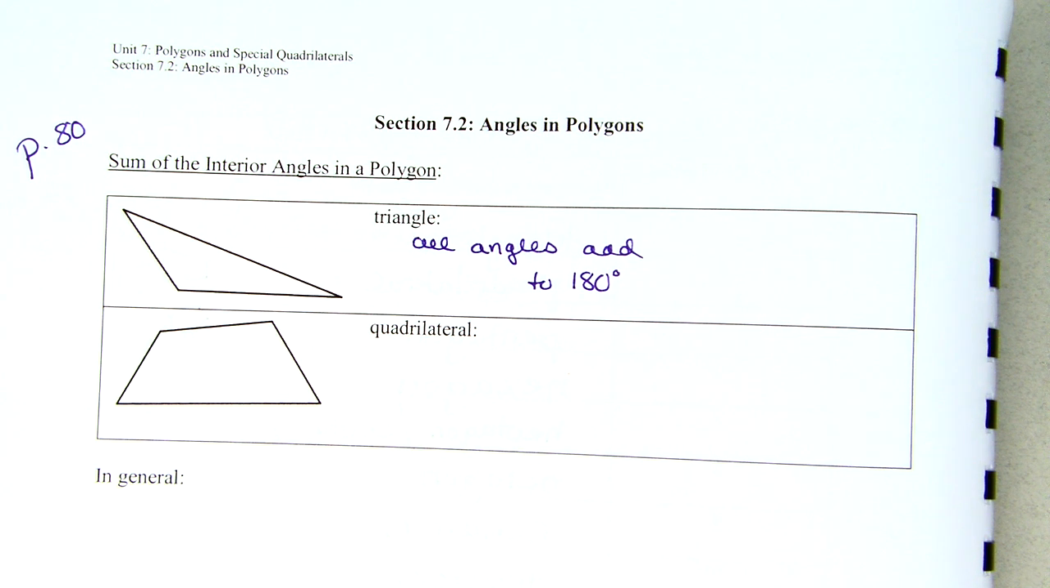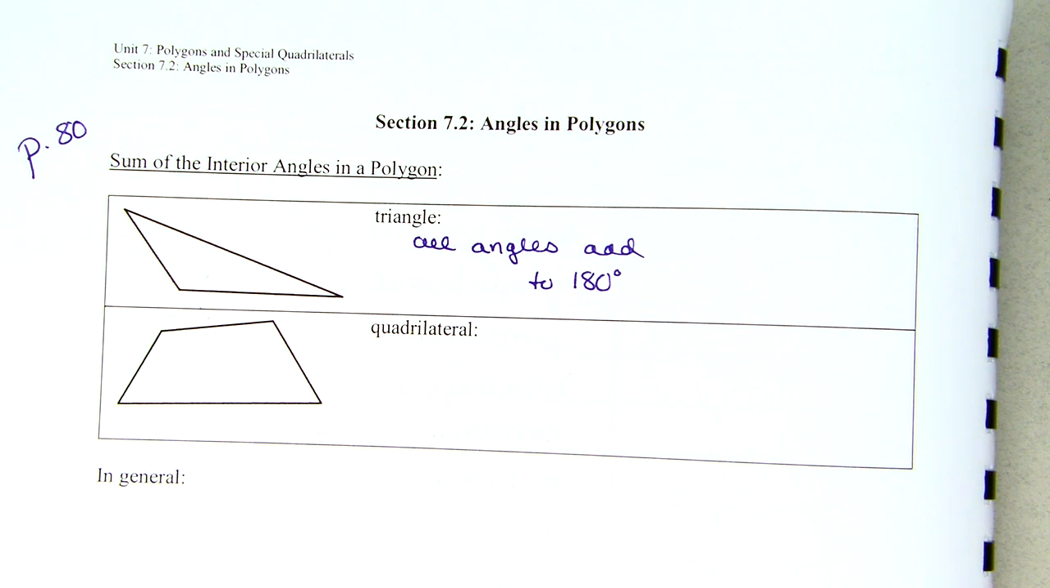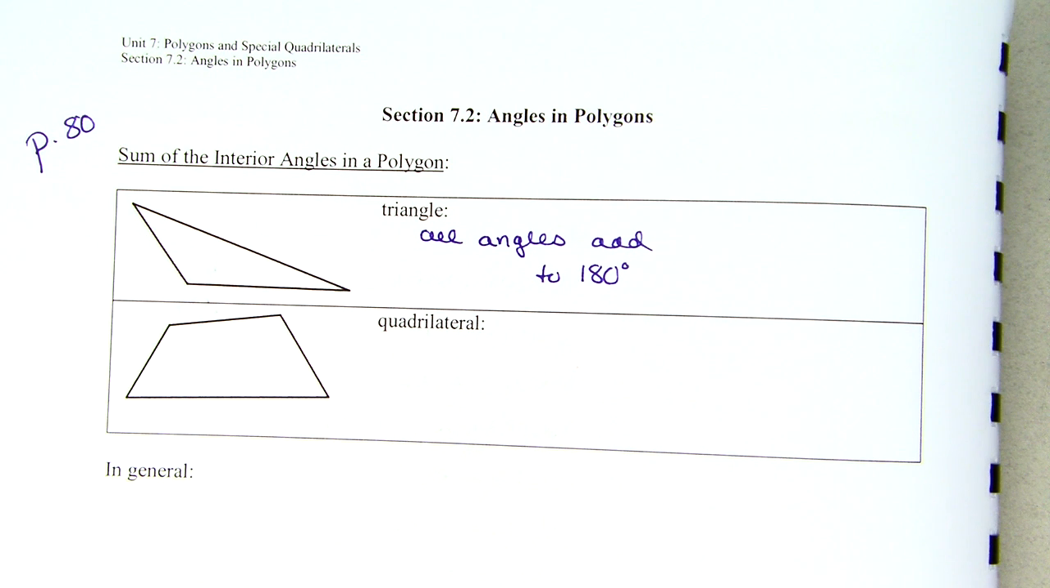The problem is that's not true in a quadrilateral or a pentagon or an octagon or a nonagon or any of those other shapes. They add to different numbers. And that's a pain. I don't really want to have to learn different numbers for different shapes. So there's a little trick we can do. But I'll let you make sure that's in your notes. All angles add to 180 degrees for a triangle.